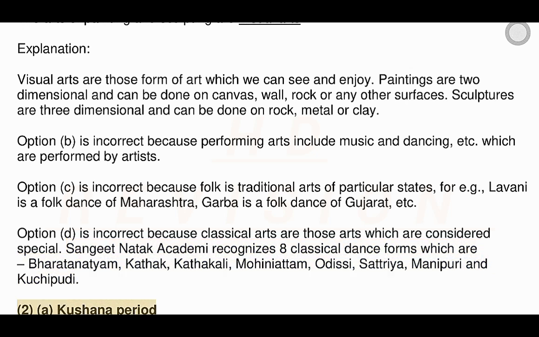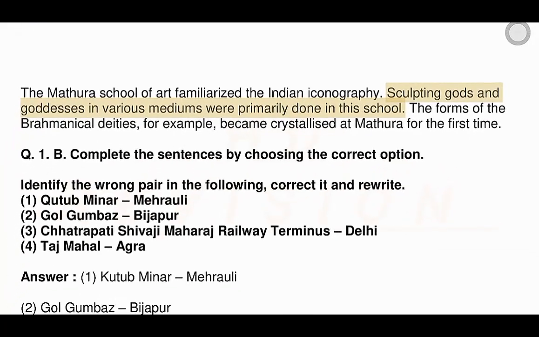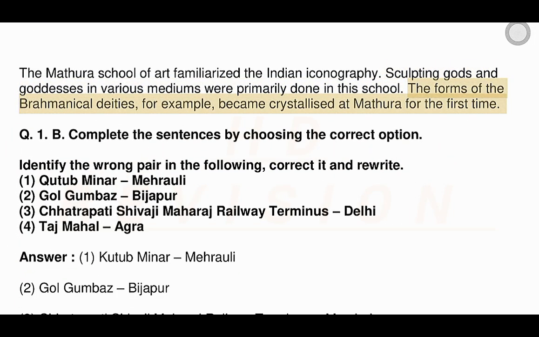2. A. Kushana period. The Kushana period saw the rise of Mathura school. Explanation. The Mathura school of art familiarized the Indian iconography. Sculpting gods and goddesses in various mediums was primarily done in this school. The forms of the Brahmanical deities, for example, became crystallized at Mathura for the first time.